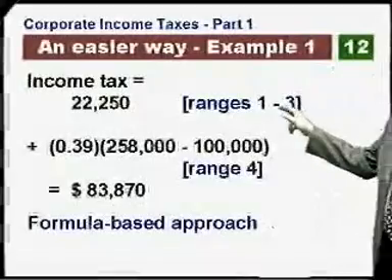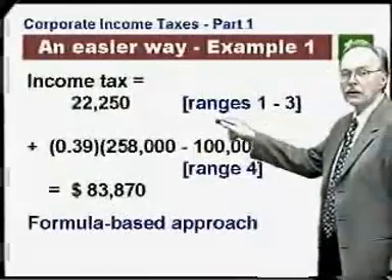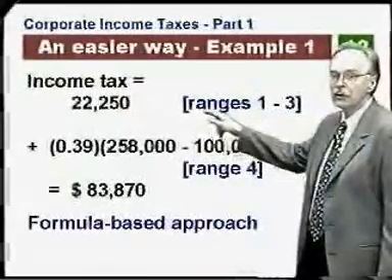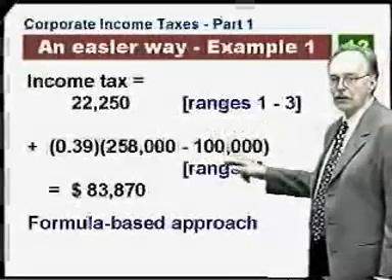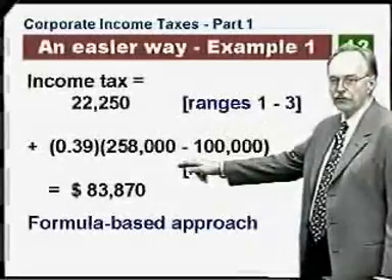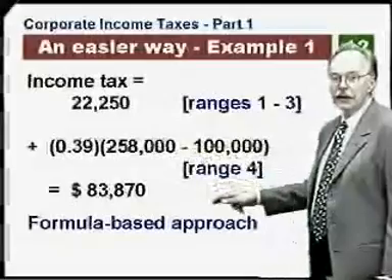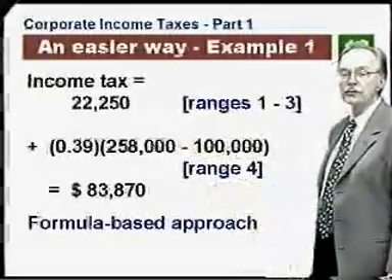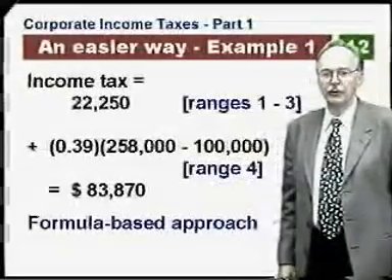Here is a recap of the shortcut method. We're showing ranges 1 through 3 that are adding up to a total tax of $22,250. The difference between $100,000 and the operating income of $258,000, that's $158,000, is taxed at 39%. That adds up to a total of $83,870. We call this the formula-based approach, and it's the approach that most people use for computing corporate income taxes.